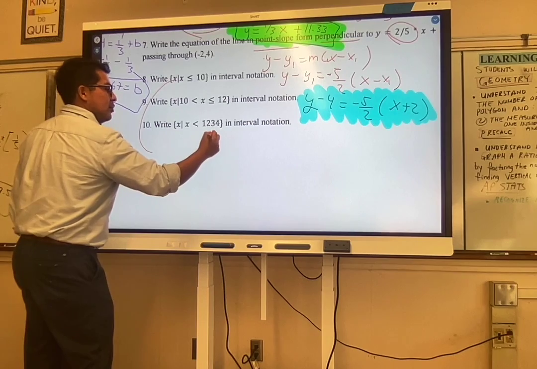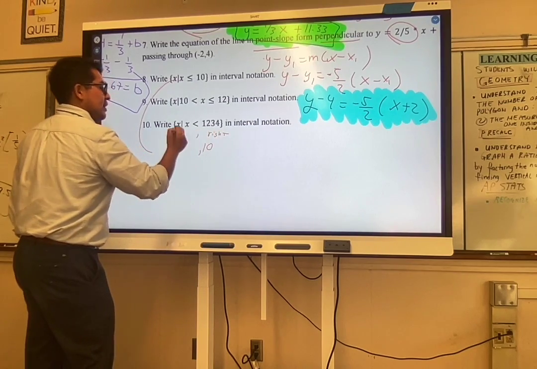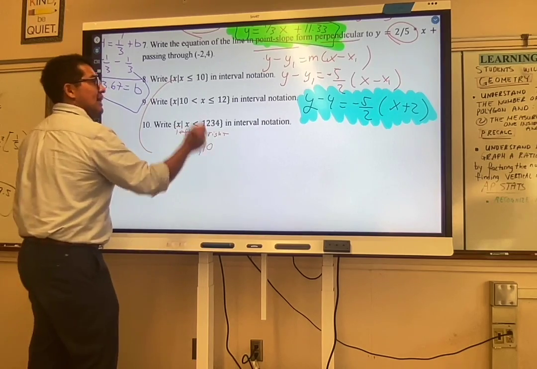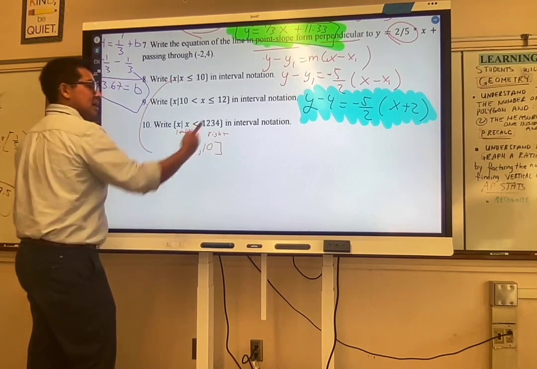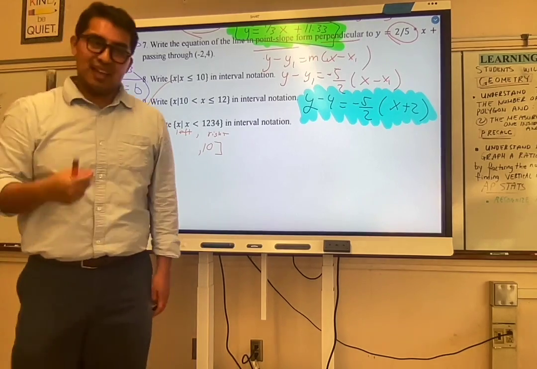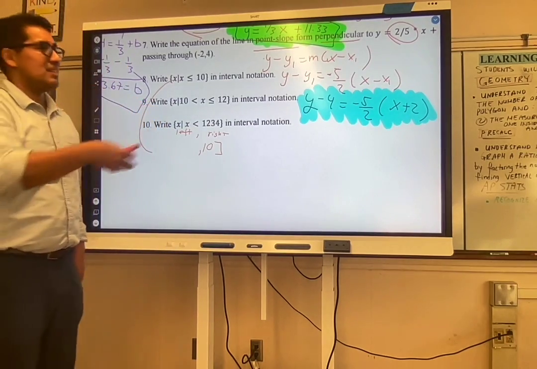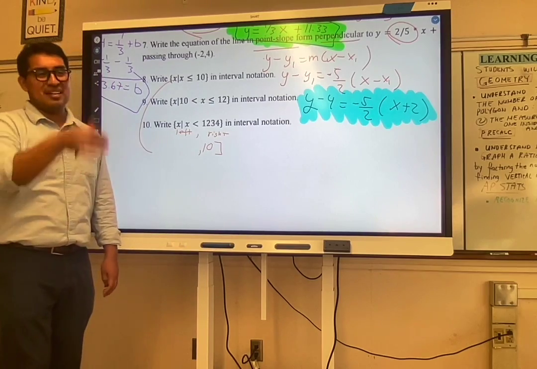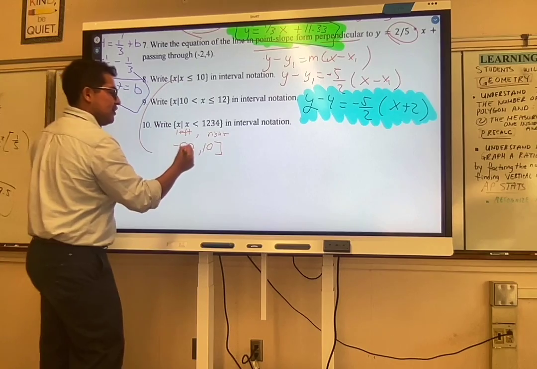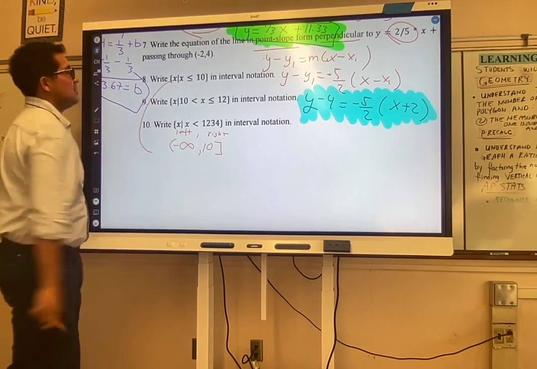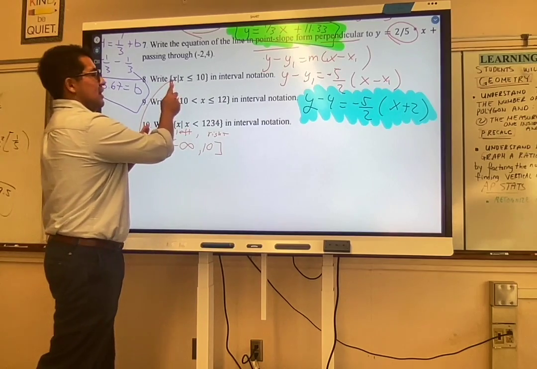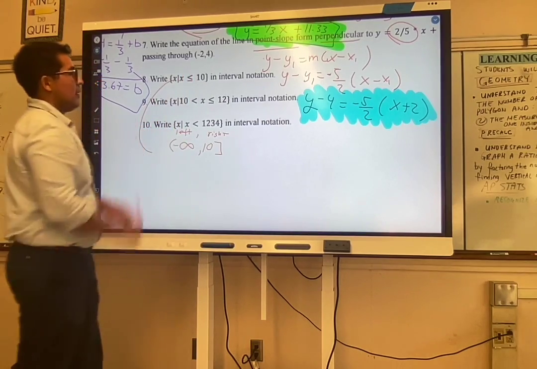10 is my rightmost point, and then I have to think about my leftmost point. It goes left, right like this. I can include the 10, so I'm going to put a bracket on there, and I think of all the numbers that are less than 10. Think of it: 9, 8, 7, 6, eventually 0, eventually -1, -2, -3, -10, -100, all the way to -infinity. So in interval notation, the answer to question 8 would be -infinity up to 10. These are all the numbers that are less than or equal to 10.